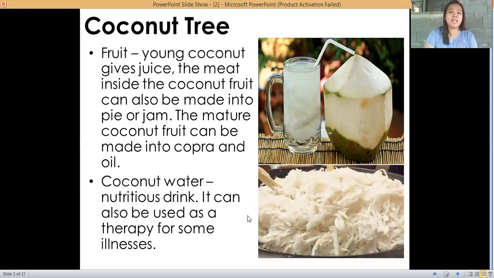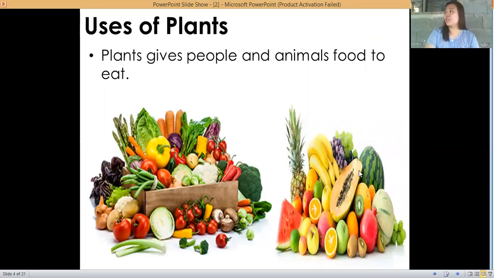The mature coconut fruit can be made into copra and oil. Also, the coconut water is a nutritious drink. It can also be used as a therapy for some illnesses.